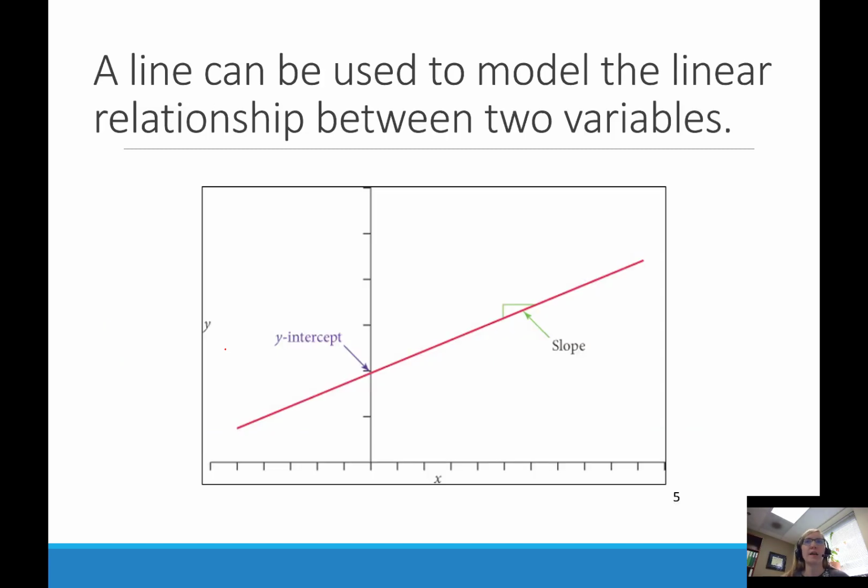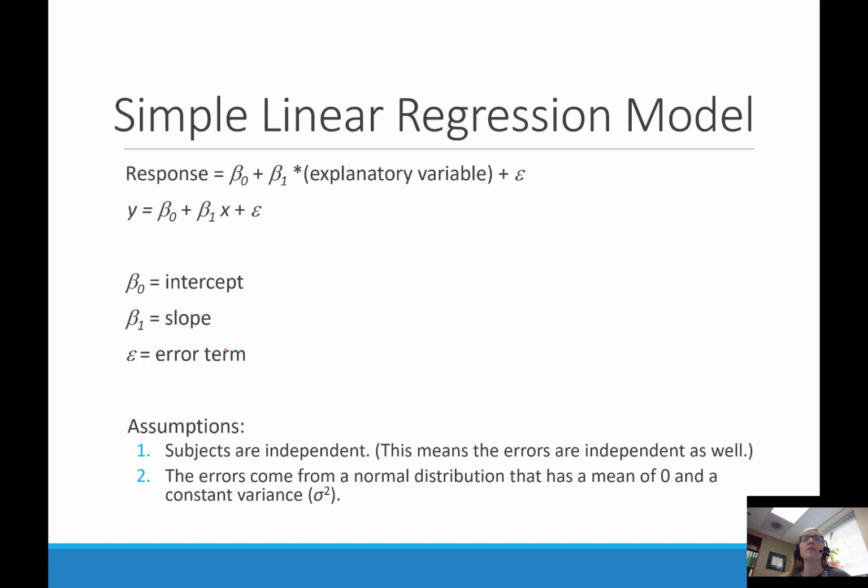The trend line we sketched on the scatter plot can be formally found and used to model the linear relationship between the two variables. Just like with lines you found in algebra, this line will have both a slope and a y-intercept. The simple linear regression model is shown on the screen. This model should look similar to y equals mx plus b. However, we have an error term because this is a statistical model and we need to account for random error. This is what's happening in the population, and we use our line to estimate that. Beta 0 represents the y-intercept, and beta 1 represents the slope of the line.